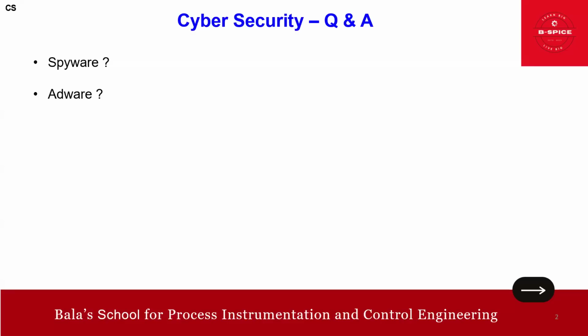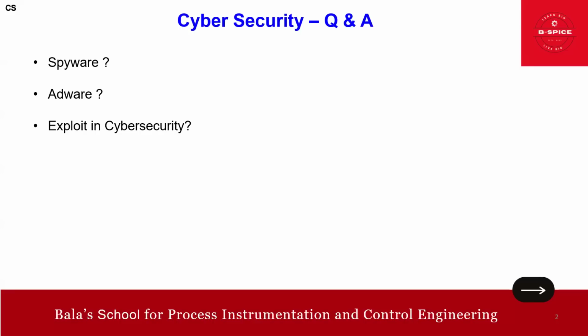Then what is adware? Adware is a form of malware that hides on your device and serves you advertisements. Some adware also monitors your behavior online to target you with specific ads. You got it? So we need to be very watchful.